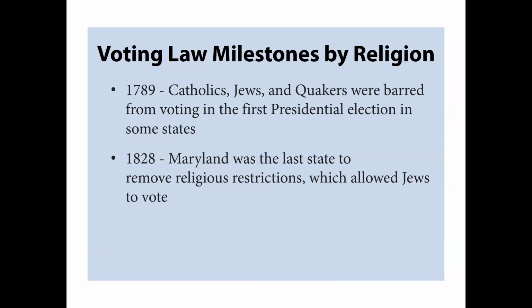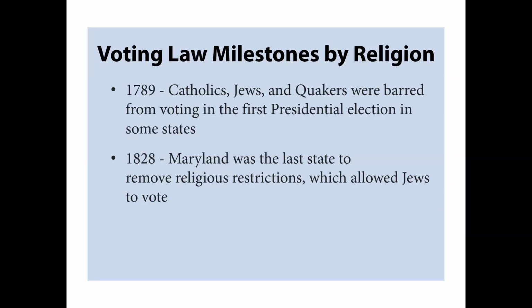There also were different milestones based on religion. Even though you didn't necessarily need to be a churchgoer at the time, if you were of a certain denomination, certain states actually barred you from voting in these elections. In 1789, for example, some of the states barred Catholics, Jews, and Quakers from voting in the first presidential election. If they knew that your religion was not in congruence with their religion, which mostly was Congregationalism, you were not going to be eligible if you were one of those groups.